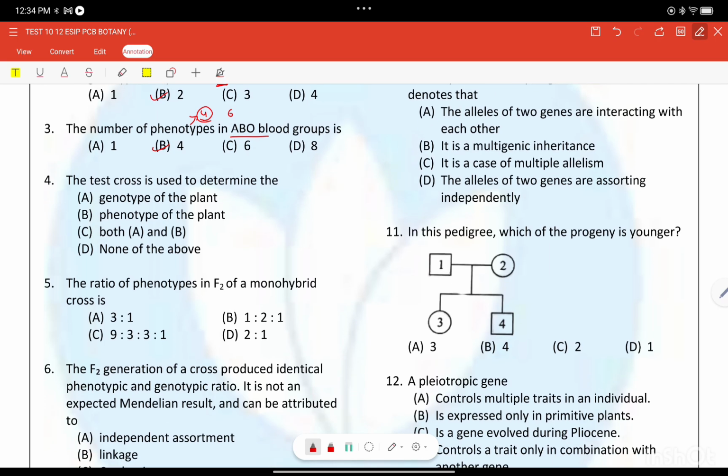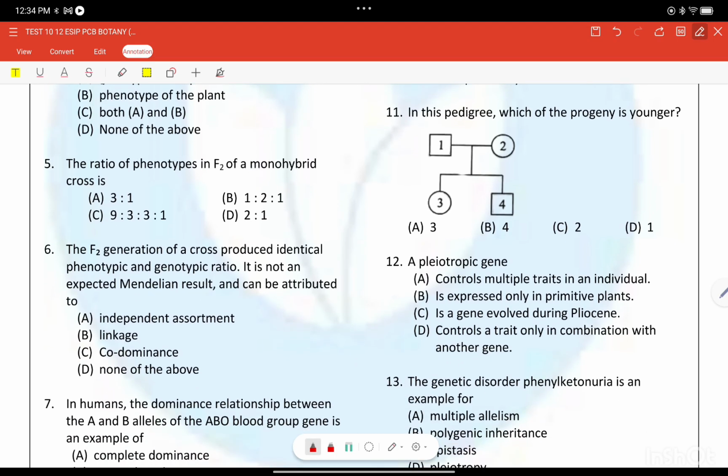The test cross is used to determine. Test cross is a cross where heterozygous progeny is crossed with recessive parent, right? In this condition we can do this. Capital T small t is crossed with recessive parent. That is test cross. It is used to determine the genotype of the plant. So answer is A.